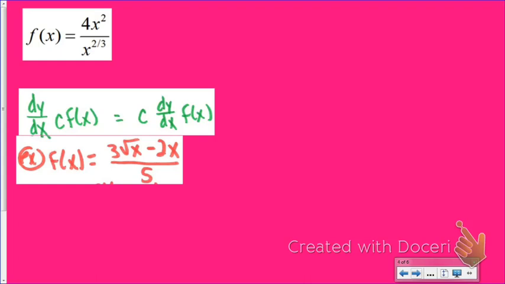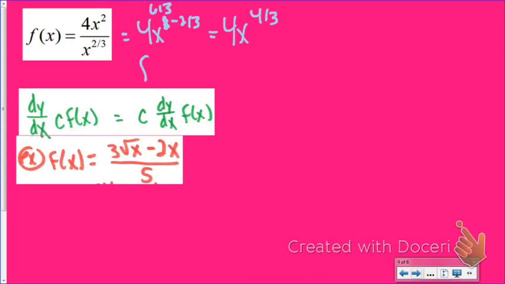Same thing here. I could use the quotient rule, I would still get the correct answer, but it's going to be a lot easier if I remember my exponent rules. Remembering exponent rules, if I have the same variable on top and bottom, I can simplify that by subtracting the exponents. So this equation is the same thing as 4x to the 2 minus 2/3 power. Then if I get a common denominator there, that's 6 over 3 minus 2 over 3. So instead of that function that looks that way, I can just rewrite this as 4x to the 4/3.